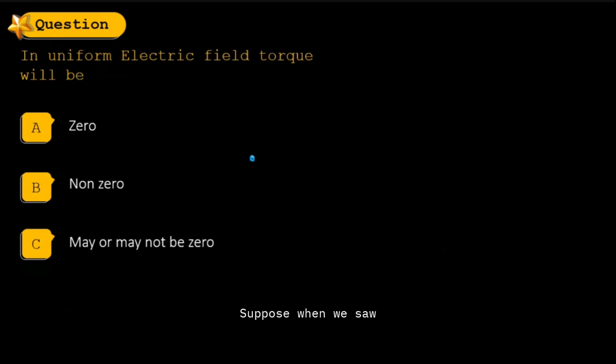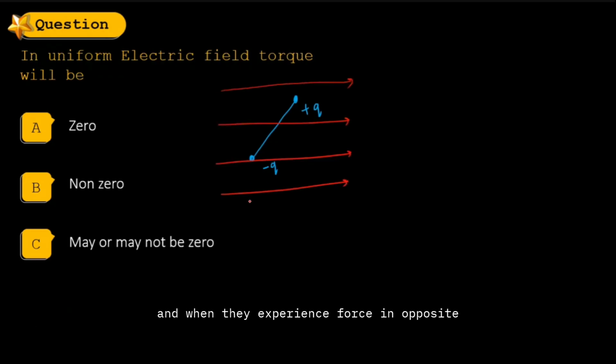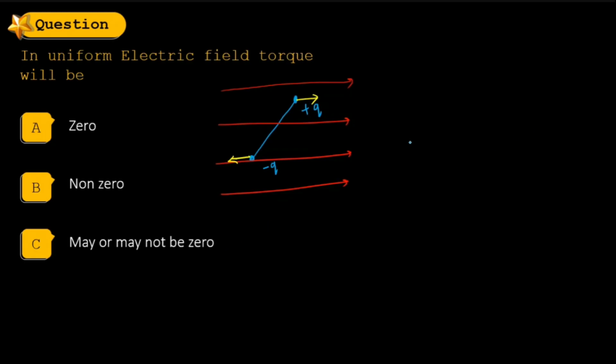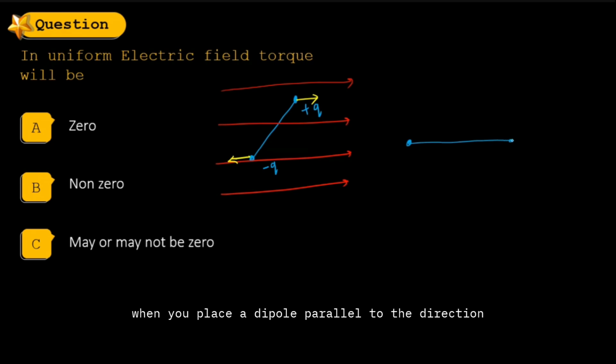Suppose a dipole is placed in this way in a uniform electric field, both the charges will experience force in opposite directions. And when they experience force in opposite directions, they tend to rotate. These two forces, which are equal in magnitude but opposite in direction, are sometimes referred to as a couple. But what is the situation when you place a dipole parallel to the direction of the electric field like that?